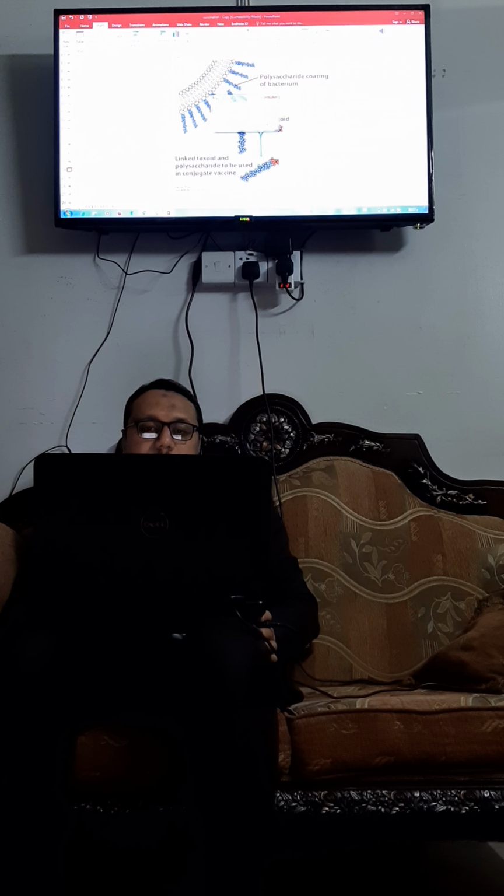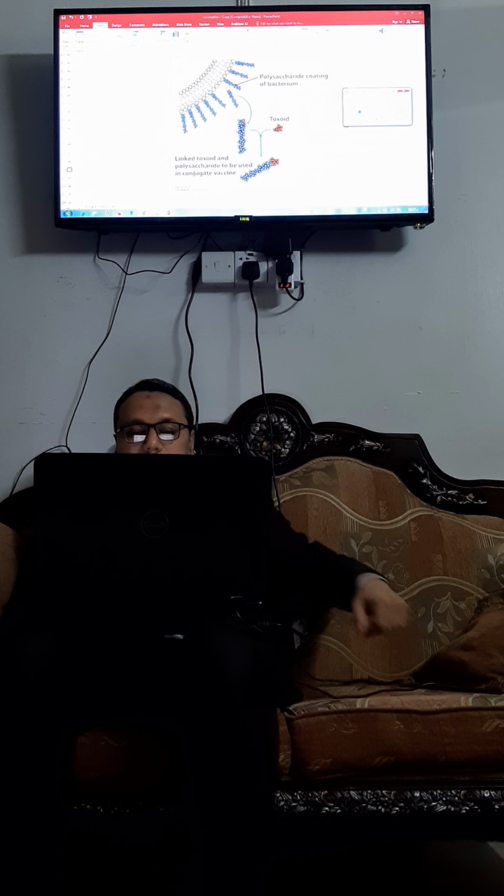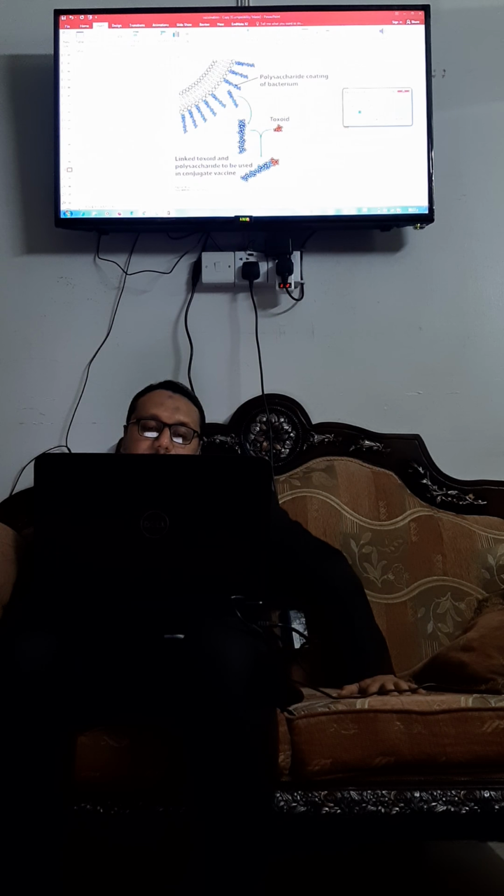As you can see in this diagram, this is a polysaccharide coating of a bacterium. It will be conjugated with a toxoid and used as a conjugate vaccine, a conjugate vaccine for this polysaccharide and for this toxoid to form immunity against these two subunits.